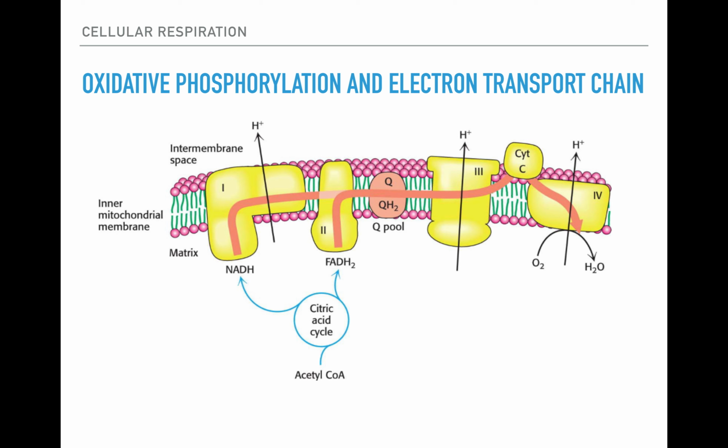FADH2 enters the electron transport chain at Q-cytochrome C oxidoreductase, downstream from NADH due to the lower reduction potential, which yields fewer molecules of ATP than the NADH derived from the electron pump. Q-cytochrome C oxidoreductase, complex 3, is the second proton pump, which catalyzes the transfer of electrons from QH2 to oxidized cytochrome C, then pumping protons out of the mitochondrial matrix.